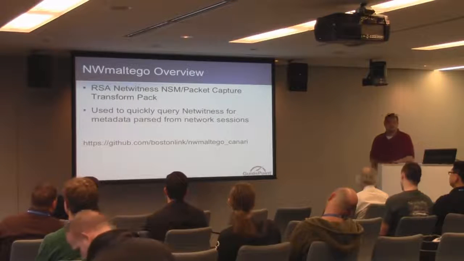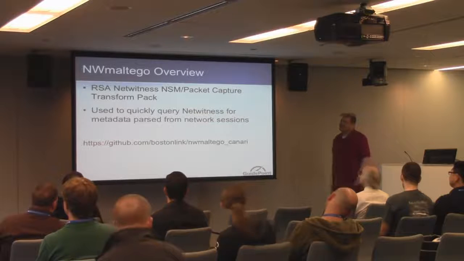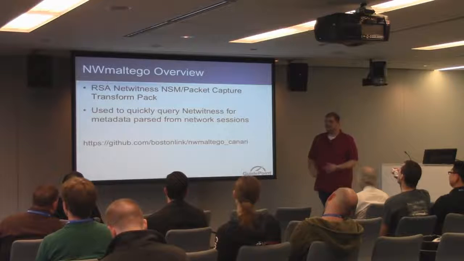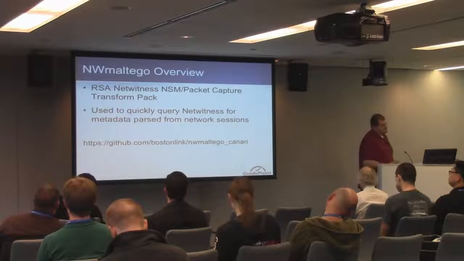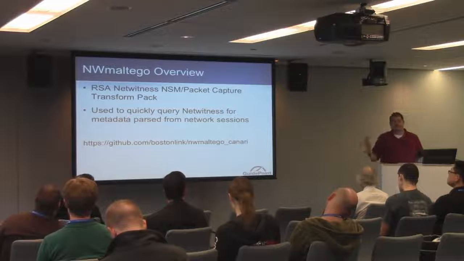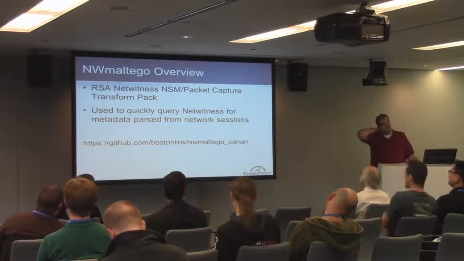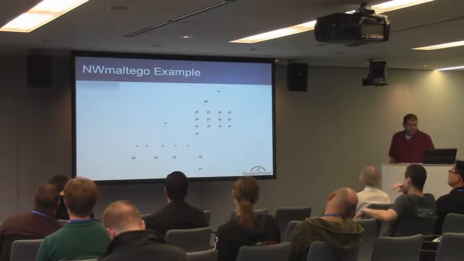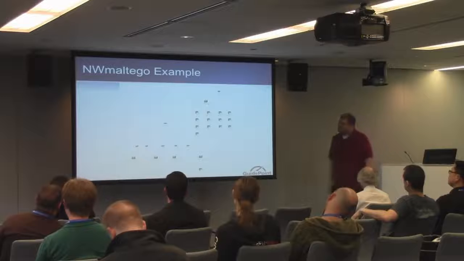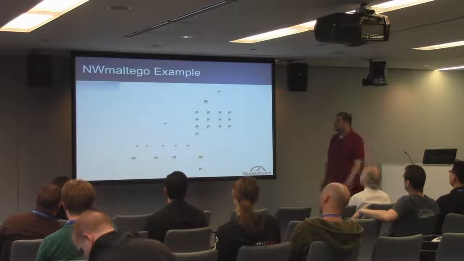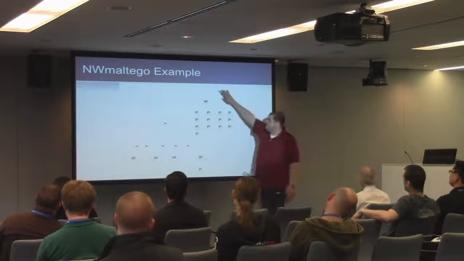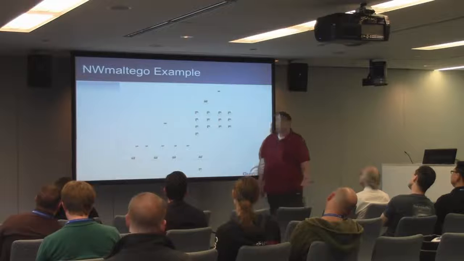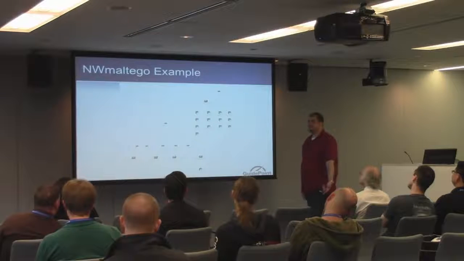Going to NW Maltego. NW Maltego was one of my first projects that integrated NetWitness within Maltego that allowed you to actually query the NetWitness API for metadata pulled out of network sessions. So a quick example of that, I don't know how well that looks to you guys. Well, so I started with the internal IP address, and it flagged an emerging threat snort signature within NetWitness.